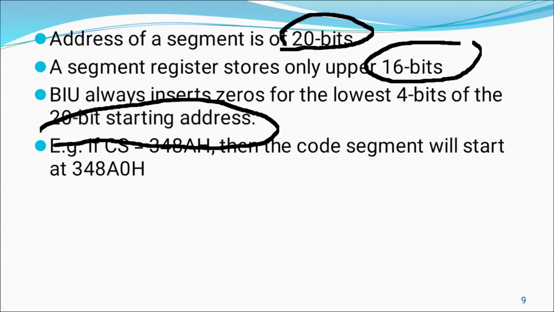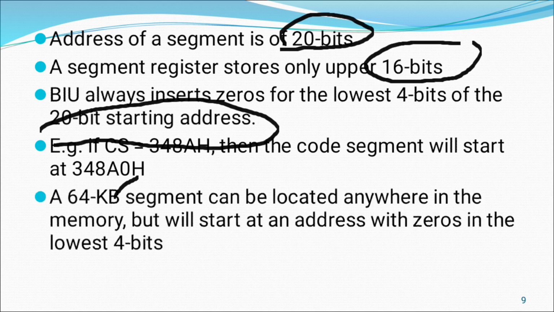For example, the content of the code segment register is 348A. So 348A is a 16-bit number. 348A is a hexadecimal code, a 4-digit hexadecimal code. If we convert these 4 digits to binary, it gives a 16-bit number. Then finally we add 4 zeros, and it gives 348A0. A 64 KB segment can be located anywhere in the memory but will start at an address with zeros in the lower 4 bits.